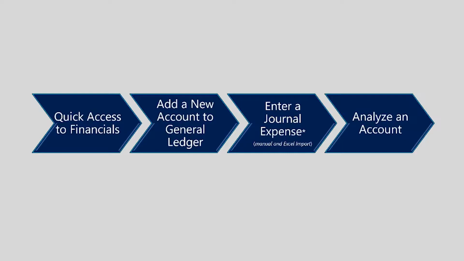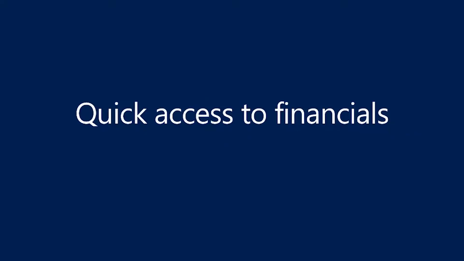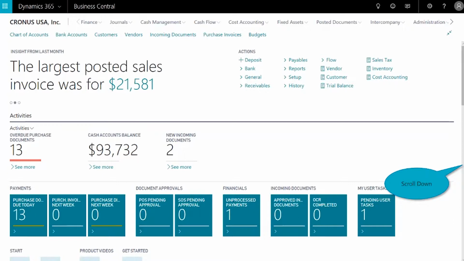So to begin, in terms of quick access to financials, you'll see as I'm logged into the Accountant Role Center homepage of Dynamics 365 Business Central, I get a wealth and rich set of information right at my fingertips. I've got the headline news that's scrolling in terms of the largest posted sales invoice. I also see key metrics with color-coding associated to it to tell me that it might be of concern, as well as key areas in cash and how many incoming documents I have to review and analyze.